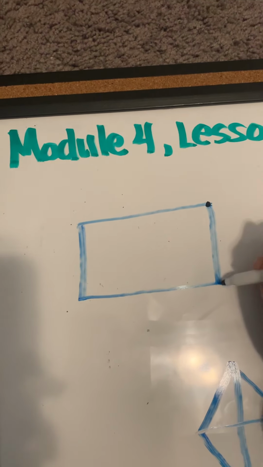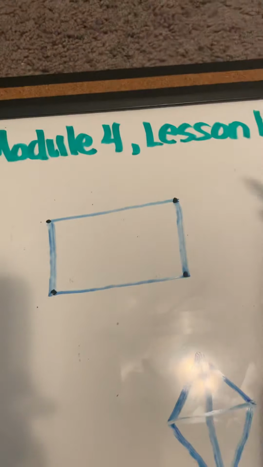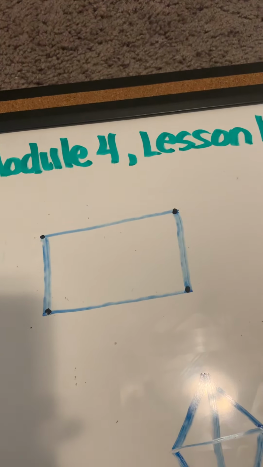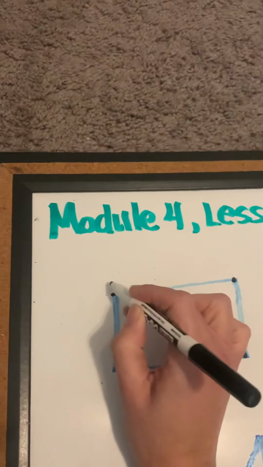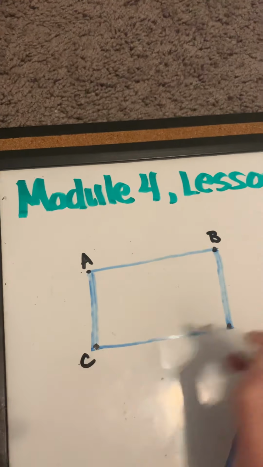I see one going from here to here, and one going from here to here, and one here to here, and one from here to here. So let's label these so that way we can name them. So I'm going to put A, B, C, D.